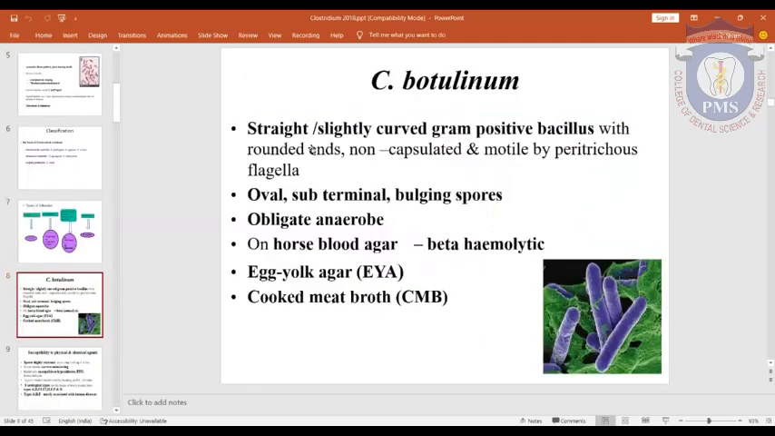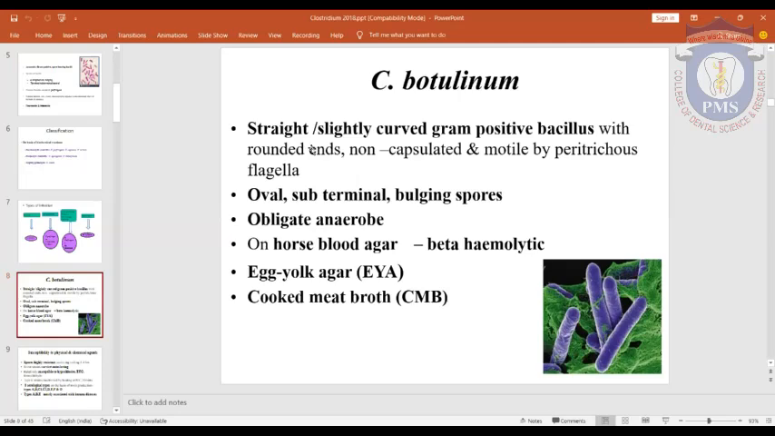Now, Clostridium botulinum. Clostridium botulinum are straight or slightly curved gram-positive bacillus with rounded ends. They are non-capsulated and motile by peritrichous flagella. They are spore-bearing bacilli, and the spores can either be oval, subterminal, or bulging spores. They are strict anaerobes or obligate anaerobes, and they grow optimally at a temperature of about 35 degrees Celsius.